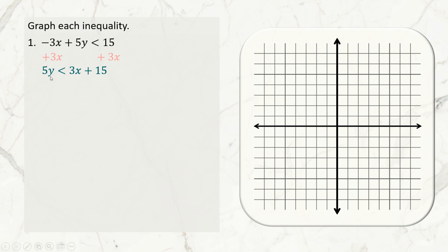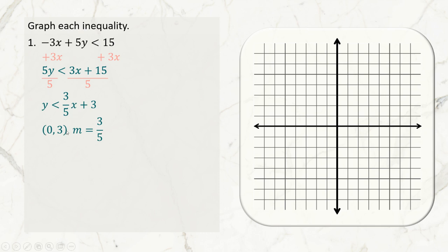The last thing I have to do to get y by itself here is divide by 5, okay? When I divide by 5, I divide everything on the right side by 5 as well. I get y is less than 3/5 x plus 3. 15 divided by 5 is 3. 3 divided by 5 is just 3/5. Okay, there's no point in trying to get that into a decimal when this right here is giving us our slope, rise over run. Okay, so identifying our key points now, we're in slope-intercept form. We have our y-intercept, which is (0, 3), and our slope is 3/5.